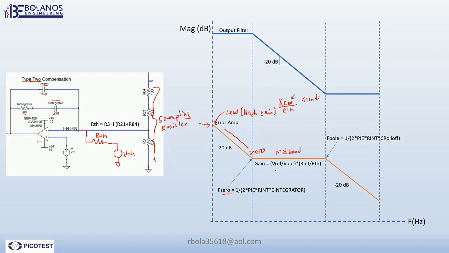That gain can be calculated by this formula, which is basically the integrator resistor divided by the integrator Thevenin resistance. It remains flat until you come to this downward deflection. When you have that, you have a pole. And here is the formula to calculate that pole. If you notice, the slope at this interval is -20, and the slope here is also -20.